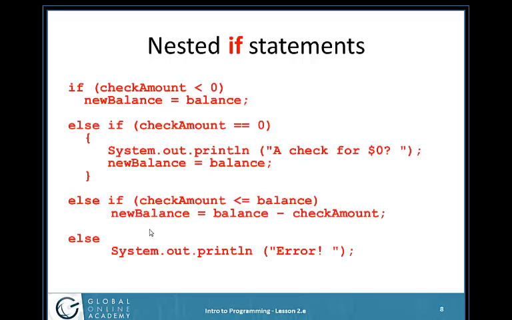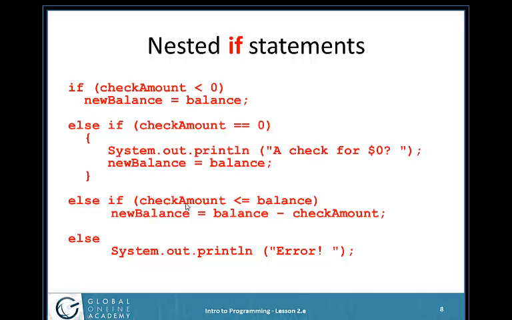I can nest any number of if statements I want. I can have if, else if something else, else if something else, else if something else, else if something else. Finally, just an else that happens no matter what. So now let's look at what I've done. If the check amount is less than 0, move the balance into new balance. But if it isn't less than 0, then we'll do the next part. If it exactly equals 0, print out a message. What? A check for $50? Or excuse me, a check for $0? And then ignore it by making the new balance equal to the balance.